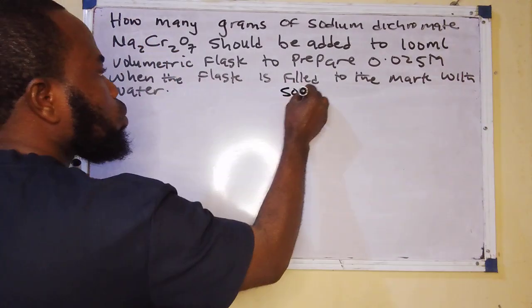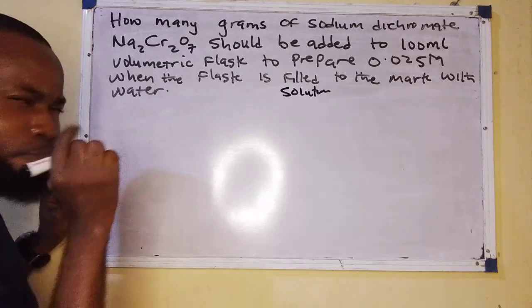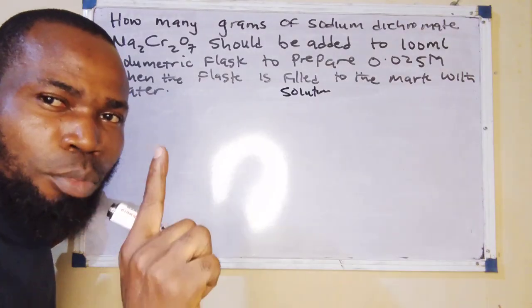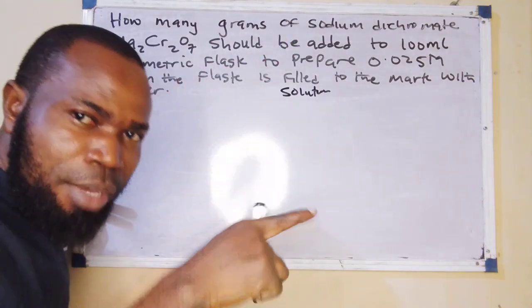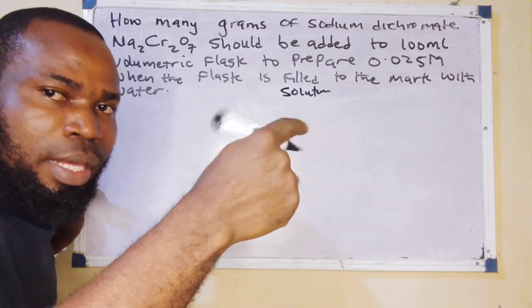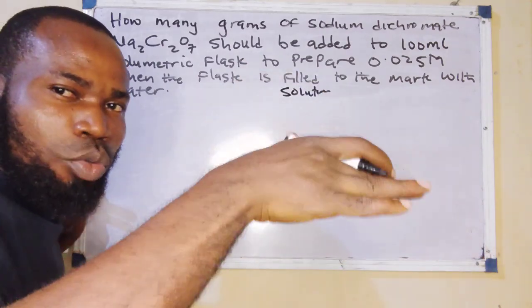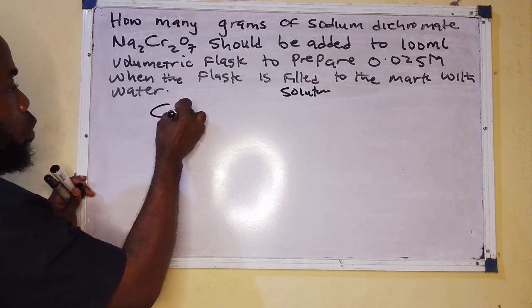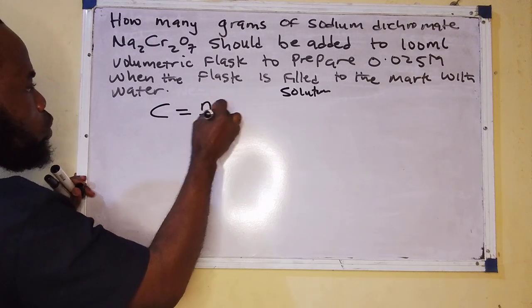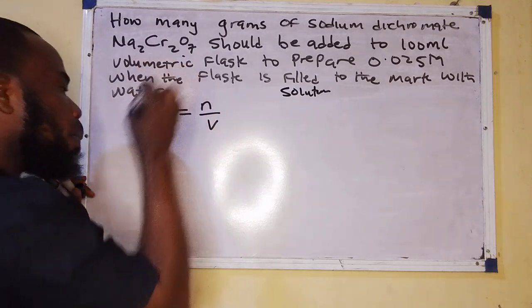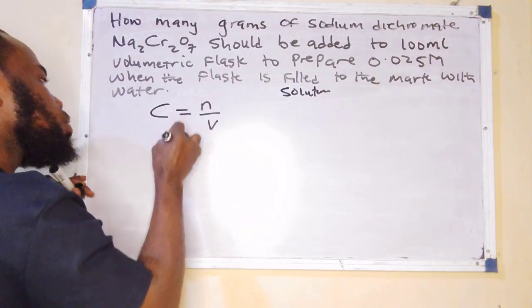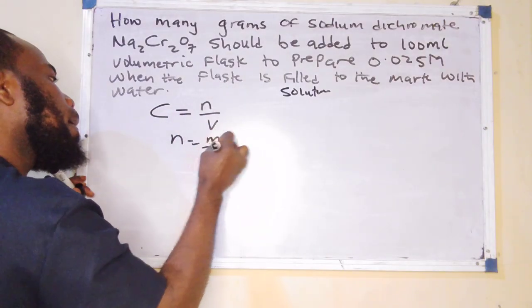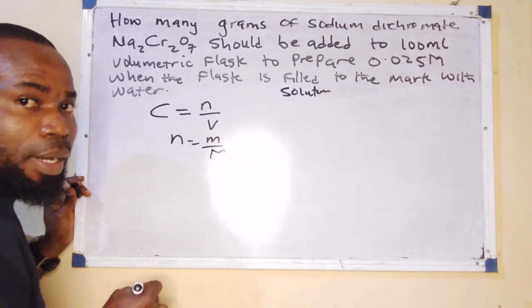Now, what you are going to do in this situation, very quickly, I want to use this opportunity to bring out some formulas so that we don't just cram the question. We have to be very careful, so in case we come across something like this, we know how to solve it. Remember that molar concentration, which is molarity, is equal to number of moles over volume. Pay attention again: the number of moles is equal to what? Mass over molar mass.